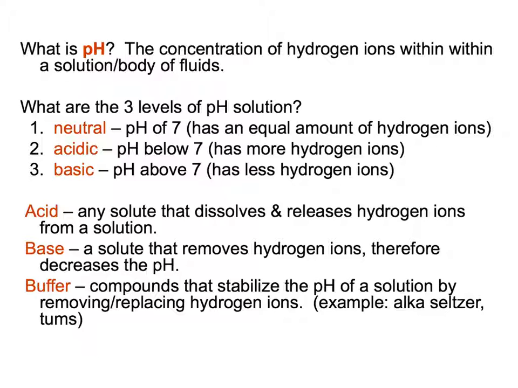So an acid is any solute that dissolves and releases hydrogen ions into a solution. A base is a solute that removes hydrogen ions and therefore increases the pH. And then a buffer is a compound that stabilizes the pH of a solution by removing or replacing hydrogen ions. For example, Alka-Seltzer.